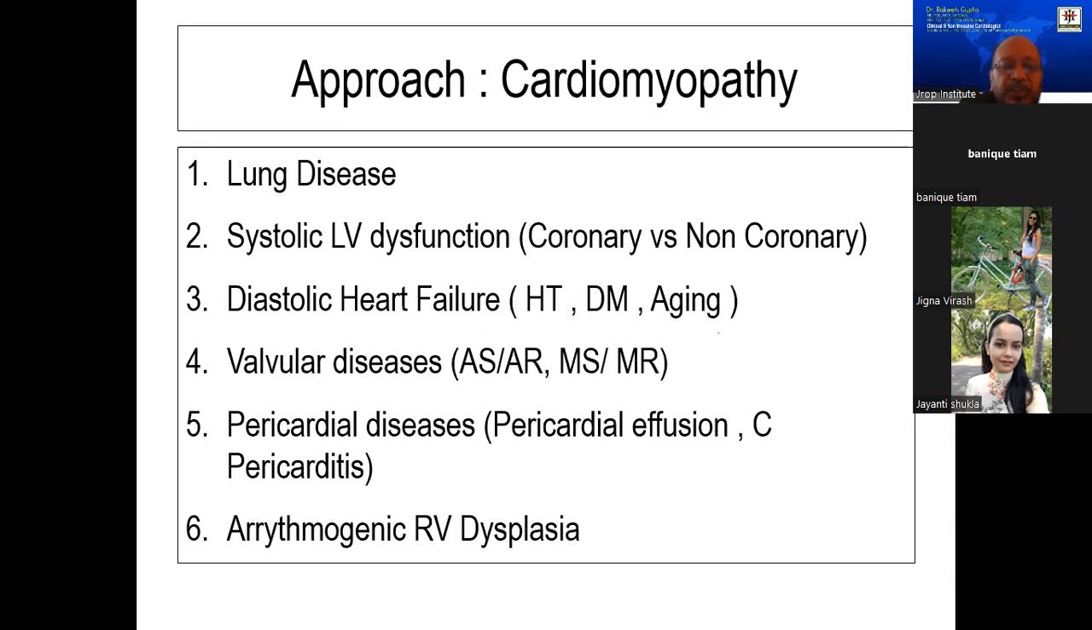Then in approach, we have to rule out certain very important things, like we need to rule out lung diseases, systolic LV dysfunction, which we do by coronary versus non-coronary. Then we have diastolic heart failure consisting of diabetes, hypertension, aging populations, valvular diseases, whether mitral or aortic, or maybe anything else. Apart from that, another important thing is pericardial diseases like pericardial effusion, pericarditis, which could be constrictive, or effusive constrictive pericarditis. Then we have arrhythmogenic RV dysplasia, and this we'll be talking about when we talk of the right heart lesions.